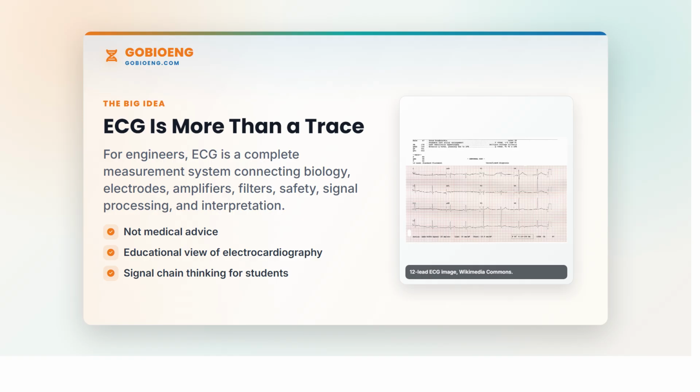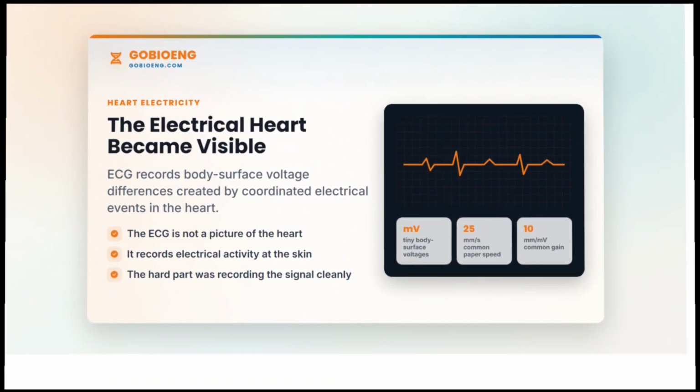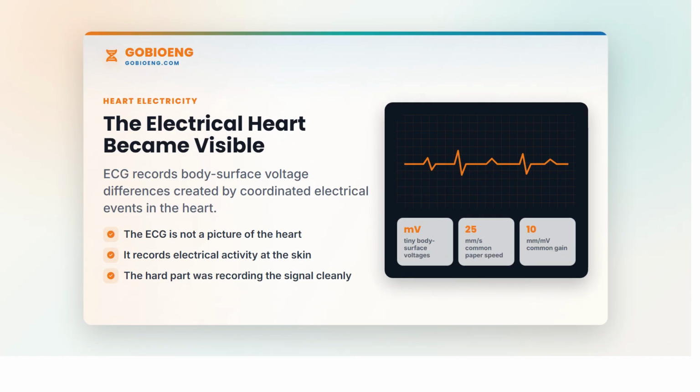Before ECG, doctors could listen to heart sounds, feel the pulse, and observe symptoms. But the electrical timing of the heart was almost invisible in routine practice. Scientists in the 18th and 19th centuries learned that nerves and muscles produce electrical effects. Slowly, the heart began to be understood not only as a pump, but also as an electrically coordinated organ. The first challenge was not only finding the signal. The challenge was recording it cleanly. Body surface ECG signals are small. They can be affected by noise, skin contact, movement, muscle activity, mains interference, and the limitations of the instrument.